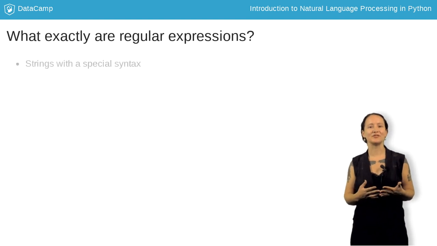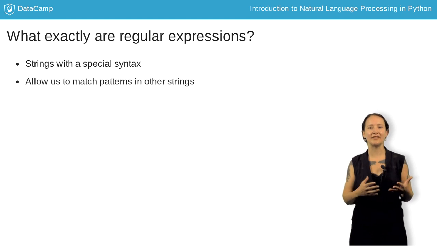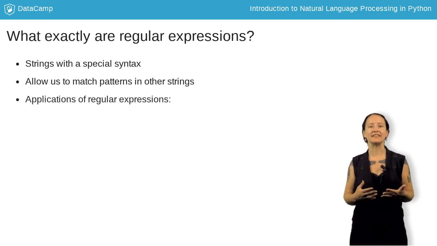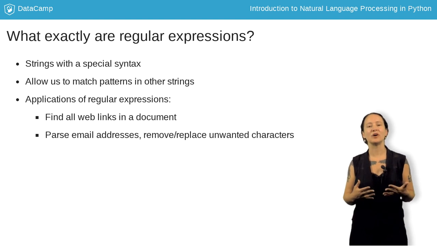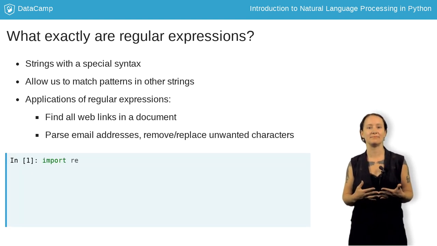Regular expressions are strings that you can use that have a special syntax, which allows you to match patterns and find other strings. A pattern is a series of letters or symbols, which can map to an actual text or words or punctuation. You can use regular expressions to do things like find links in a web page, parse email addresses, and remove unwanted strings or characters. Regular expressions are often referred to as regex and can be used easily with Python via the RE library.